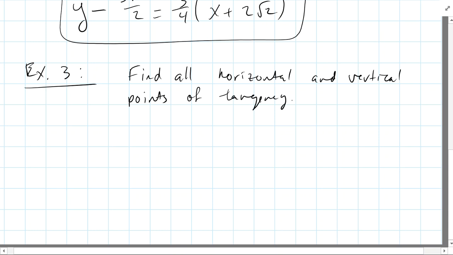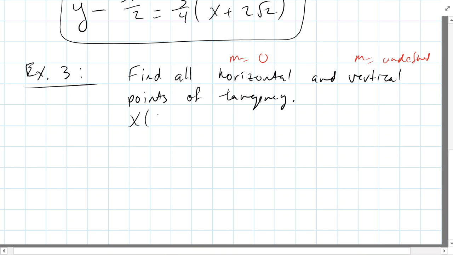What does that mean if it's horizontal? What kind of slope does it have? What about vertical? Undefined, right? So you have division by 0. Well, let's find the equation for the slope, and then I'll show you how easy this is, right? So we want dy/dx. Oh wait, I didn't give it to you yet.